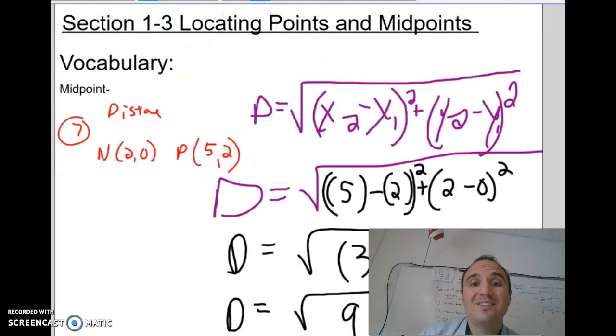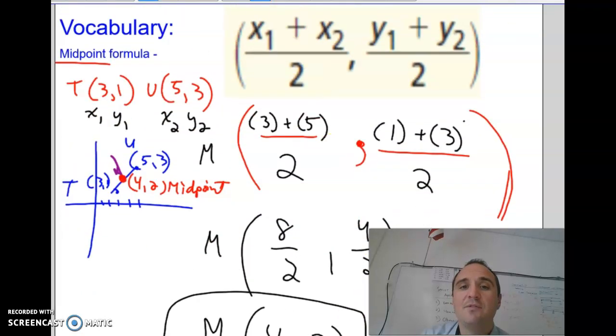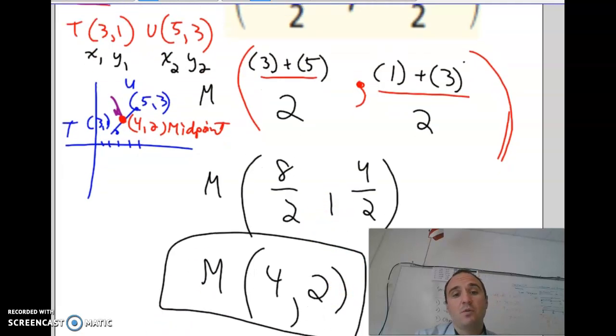We also ventured into midpoint. When you use the midpoint formula, I told you always use the parentheses. So same idea, you have two coordinates. I want the coordinate that's right in the middle of T (3, 1) and U (5, 3). And the coordinate in the middle is (4, 2). But you have to use the midpoint formula. So x1 plus x2, not squared, sorry, divided by 2 gives you 4. And then y1 plus y2 is 1 plus 3, 4 divided by 2 is 2. So that is your section of notes for this unit.